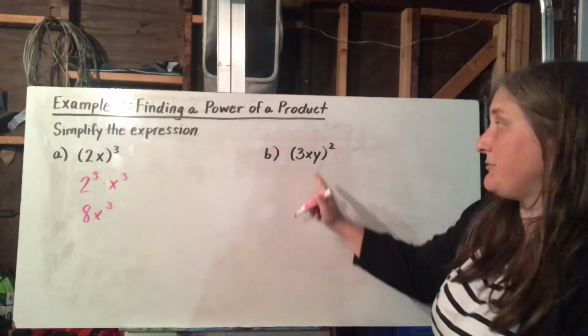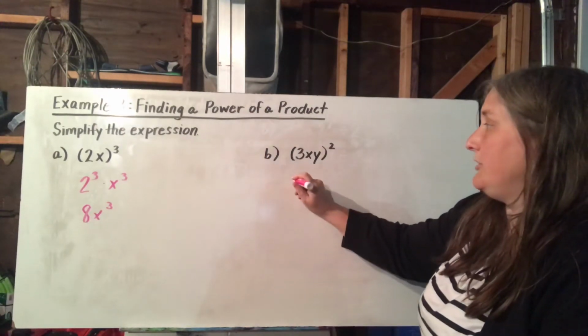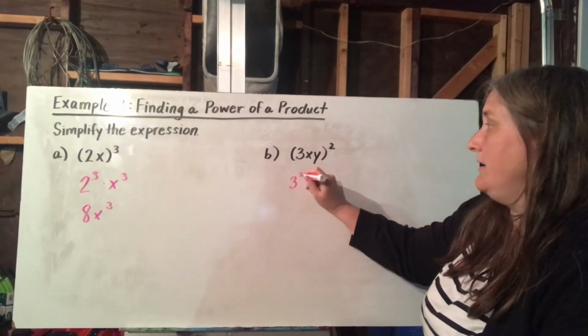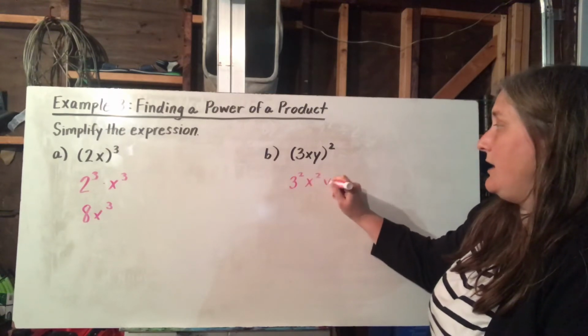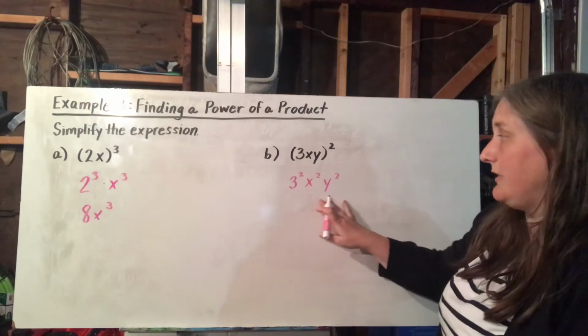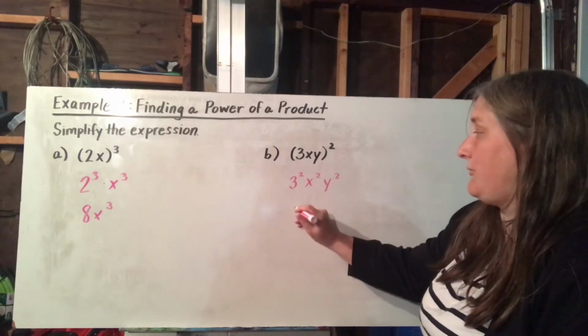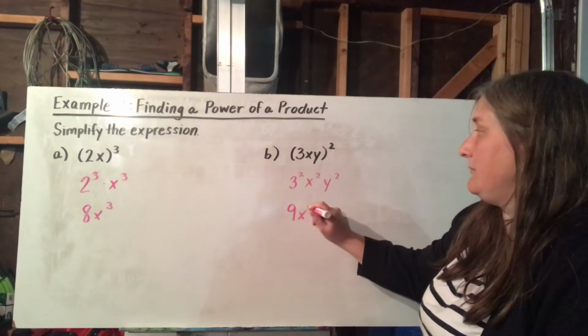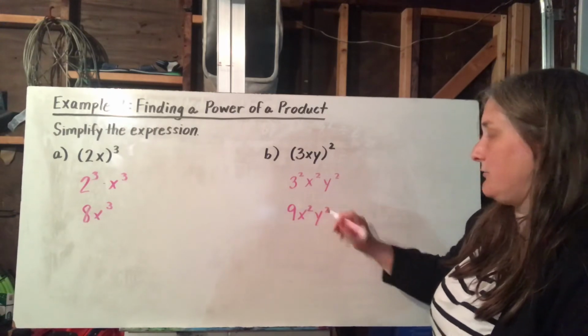In this case, I have 3 things I'm multiplying, so I'm going to do 3 squared, x squared, and y squared. Since I don't know the value of my variables, I can't solve them, but I can do 3 squared. So I have 9 times x squared times y squared.